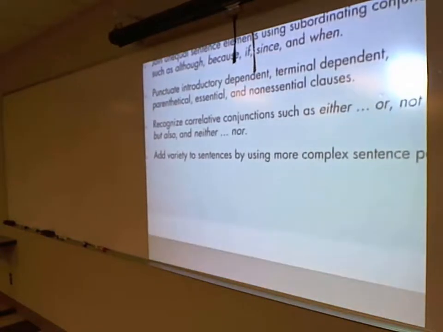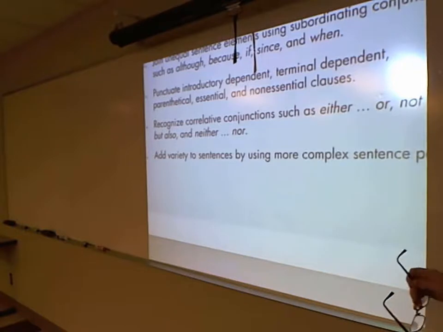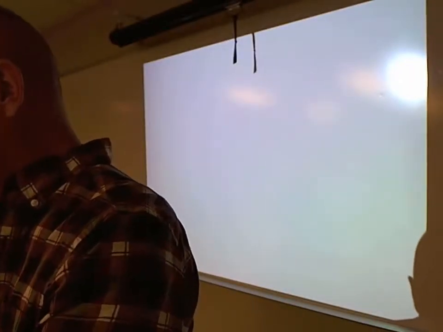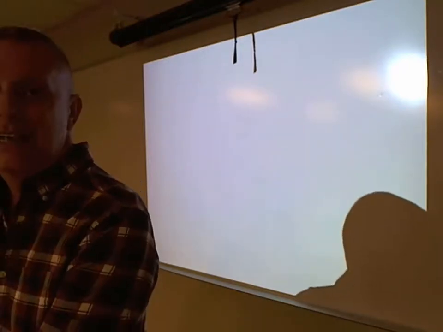And then how to deal with correlatives with the words not only, but also, either or, neither nor, and then sentence variety. So this is really a relatively short chapter. I think you'll enjoy this one, actually, because we've already discussed it. Let's start with a pretest.